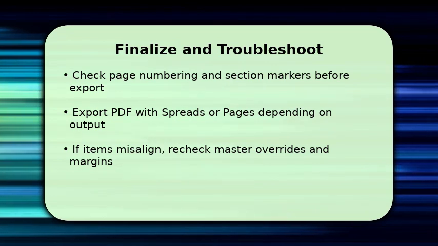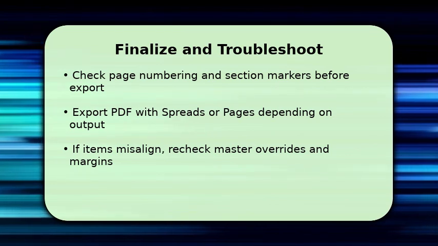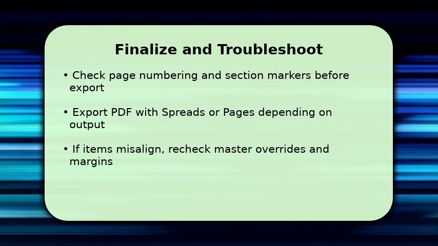Export using File Export and choose PDF, deciding between spreads or individual pages depending on printer or digital needs. If elements shift or bleed incorrectly, undo recent overrides, reapply the proper master, and confirm margin and bleed settings. One key troubleshooting tip is to toggle preview in the Pages panel to catch hidden overrides and quickly restore consistent layout behavior.